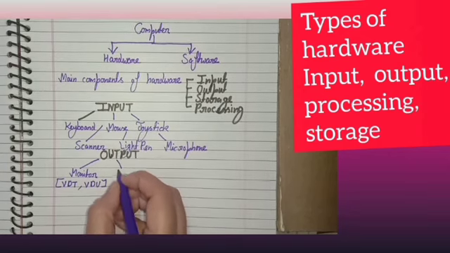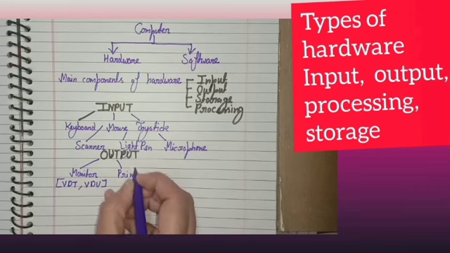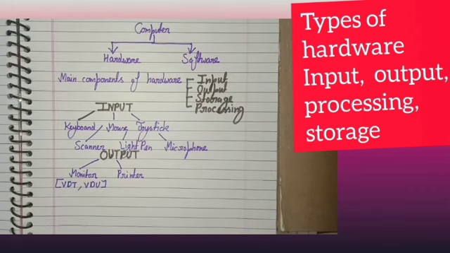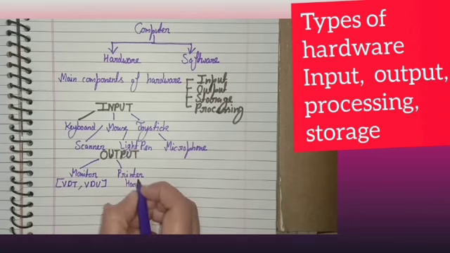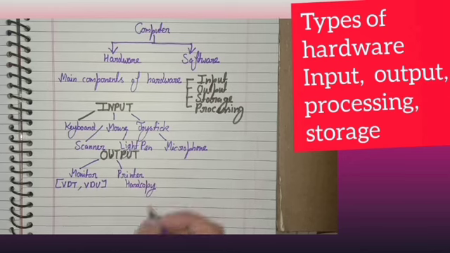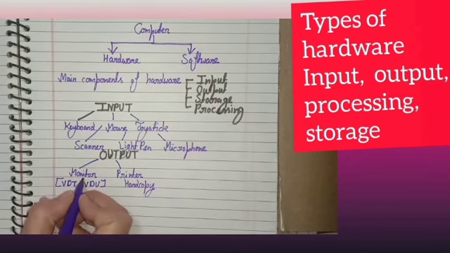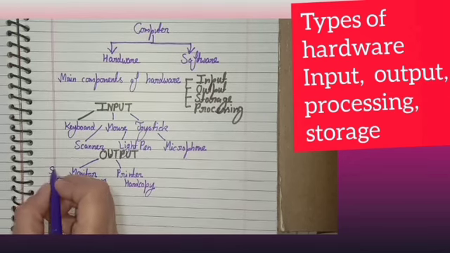Second, printer. A printer is a very important output device and it prints the output on paper. Different types of printers are available these days. For example, inkjet printer and laser printer. And the output we get from the printer is known as hard copy. And the output we get with a monitor is known as soft copy.